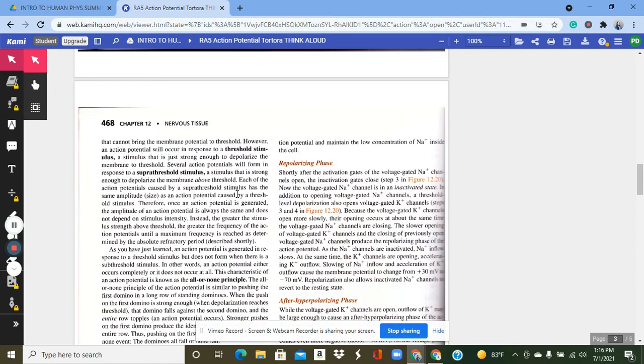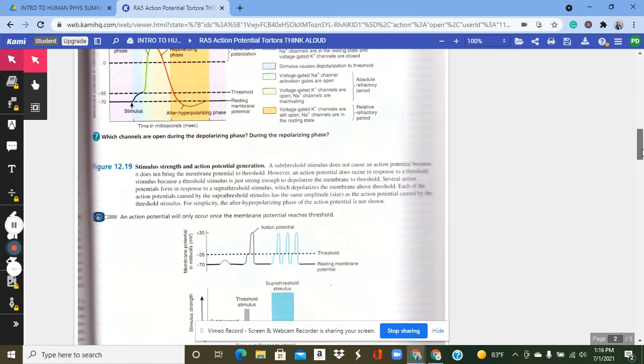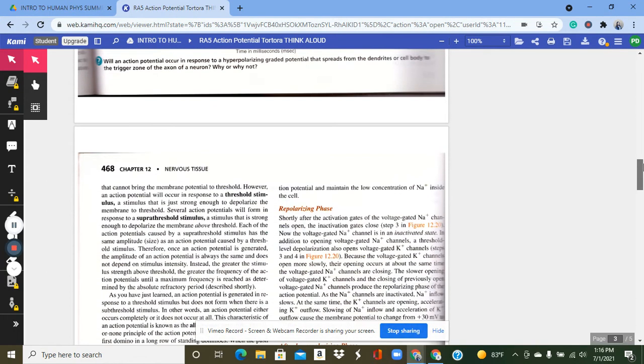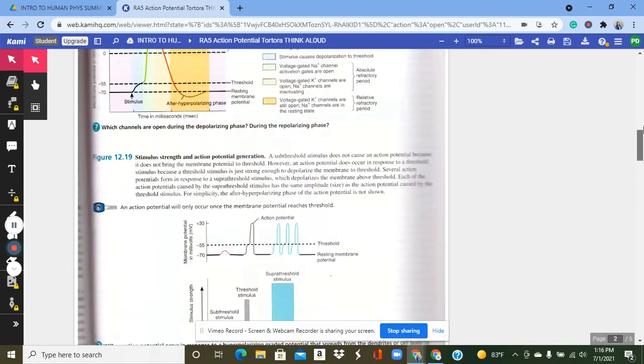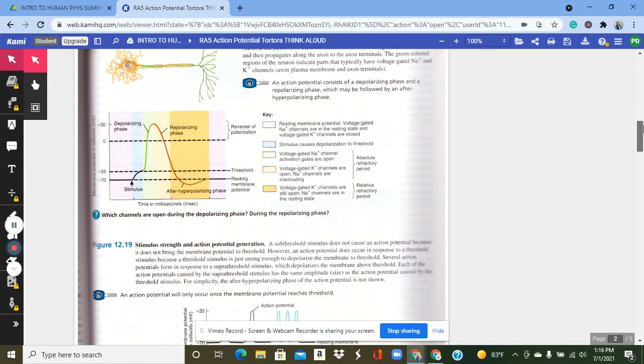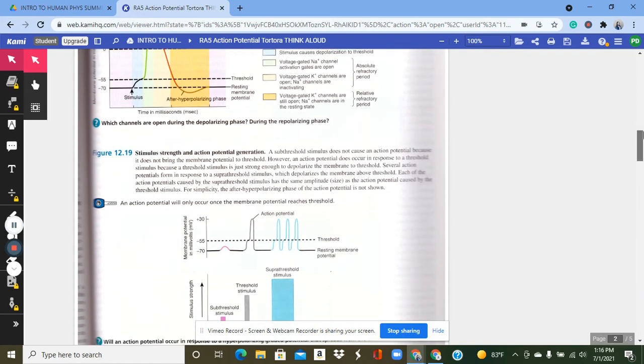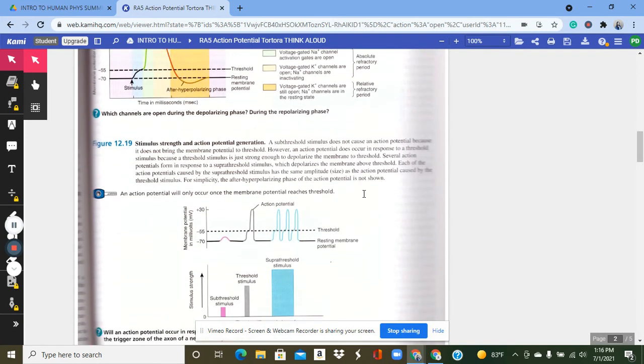So in this part they mention the meaning of the threshold stimulus as well as the supra-threshold stimulus. When I was reading this part, I didn't actually understand what they were referring to. So once I go over this text, I will probably go back to figure 12.19 and analyze this section once again, so it will make more sense.